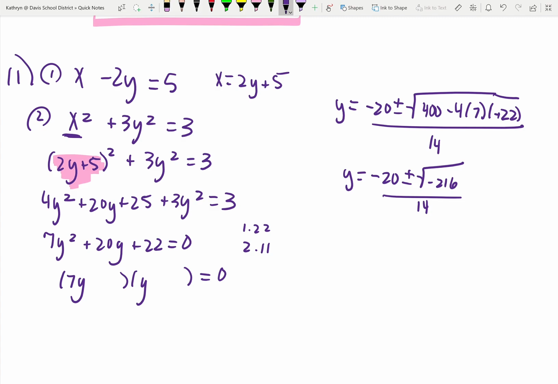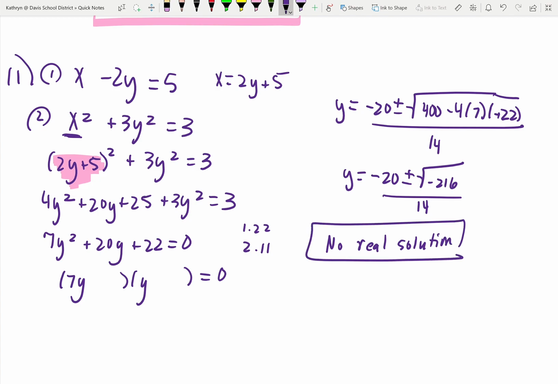So I don't know if they have the answer as no solution or if they went back in and plugged that in. I can't imagine that they did. So I'm going to say no real solution. And I'm going to end it right there. Before I finish, I'll double check with the answers, with the answer on that.